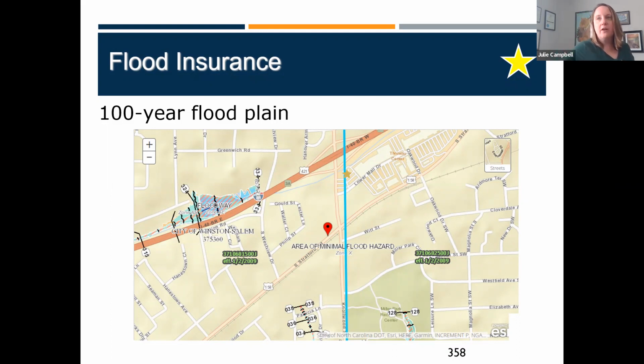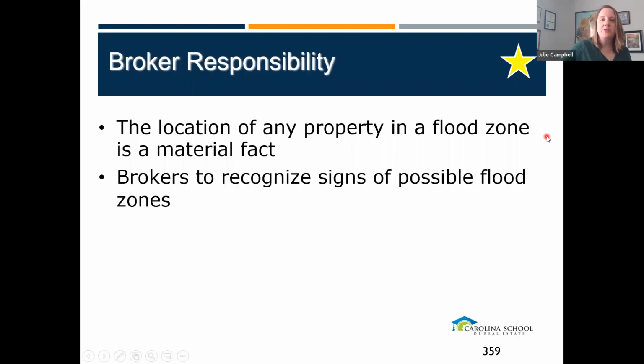When it comes to flood insurance and flood hazards, our responsibility is to help find flood zones. When you're listing a property, if your seller is in a flood zone and has to pay flood insurance, that's a material fact. Listing agents have to disclose that. But we also need to be on the lookout for signs of possible flooding. What are signs of possible flooding? Nearby water: creeks, streams, rivers, lakes, ponds.